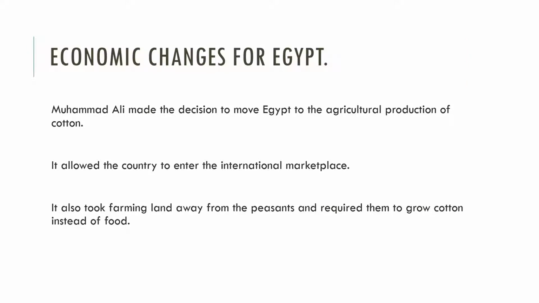So economic changes for Egypt. Muhammad Ali made the decision to move Egypt to the agricultural production of cotton. Now, the main reason for this is it allowed the country to enter the international marketplace. It also took some farming away from the peasants and required them to grow cotton instead of food, which had a negative impact on Egypt in general, but overall, it does allow Egypt to become a more modern country in moving towards agricultural production of cotton, and allowed Egypt to enter the international marketplace.